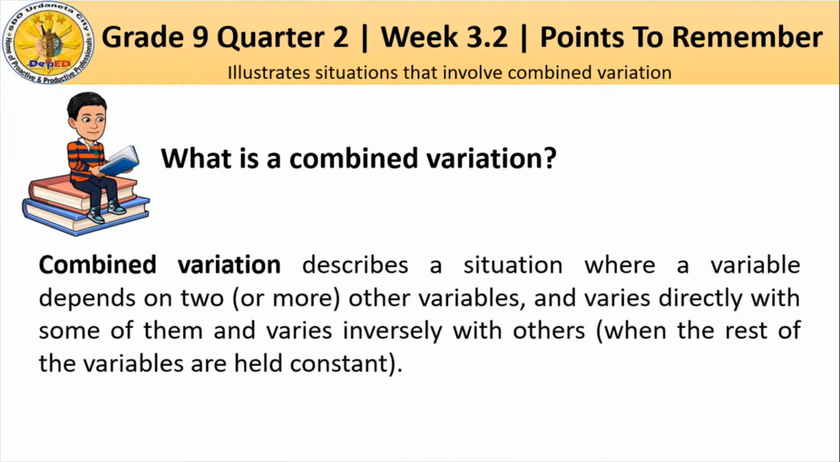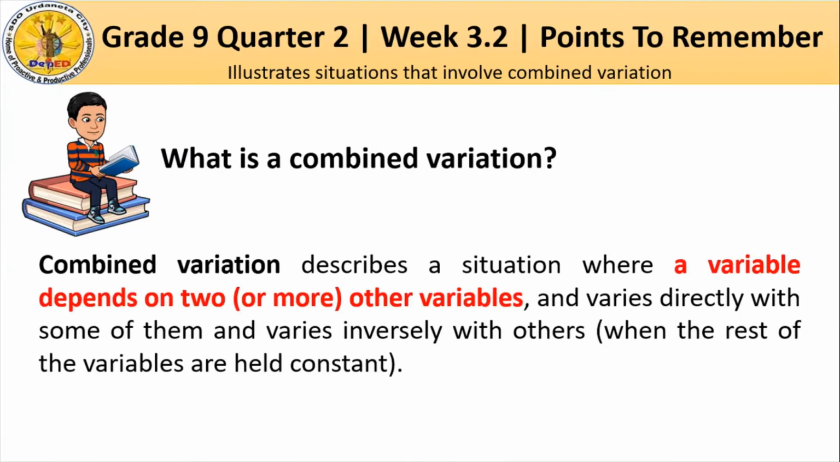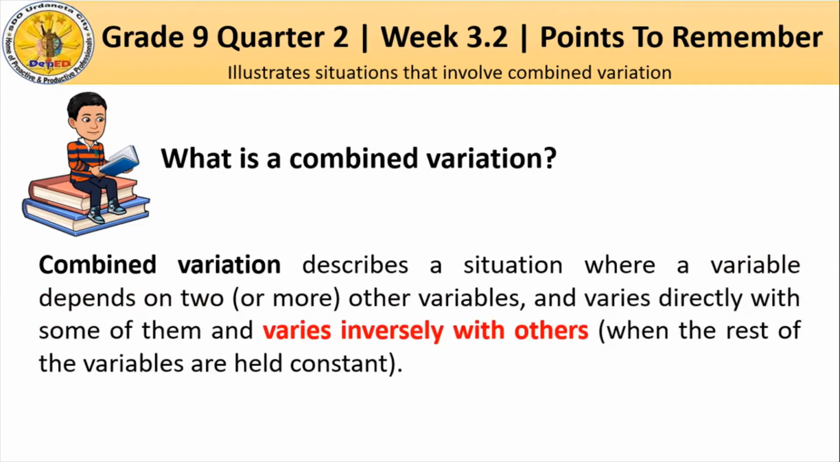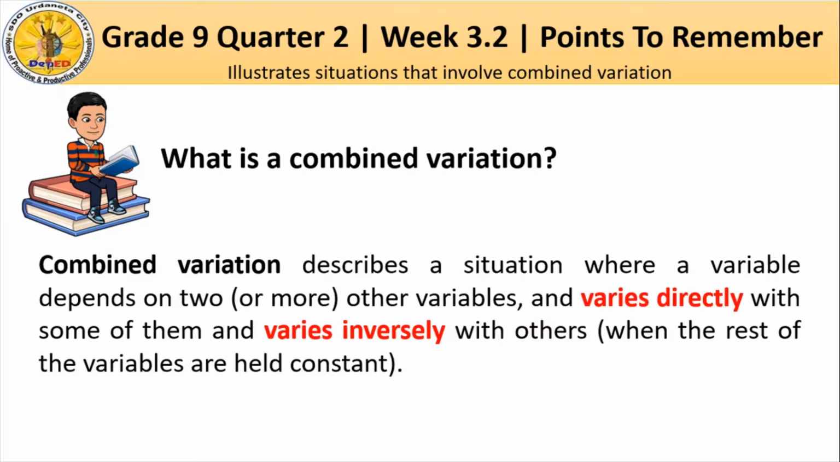Combined variation describes a situation where a variable depends on two or more other variables and varies directly with some of them and varies inversely with others when the rest of the variables are held constant. If you can observe, makikita sa definition ang salitang varies directly at varies inversely. Kaya nga nasabing combined variation dahil it is a combination of direct and inverse variation.